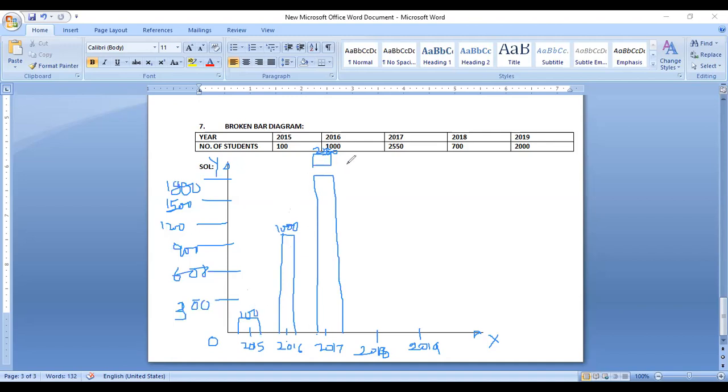Okay, like this is broken bar. So you can see the break here at this point. In 2018, 700 students are there. It is between 600 and 900. And in the year 2019, you have 2000 students. Again, for this also, you have to take the help of broken bar. Okay. On the top, you have to write 2000. This is 700.